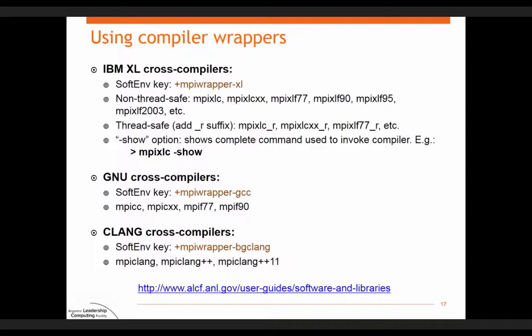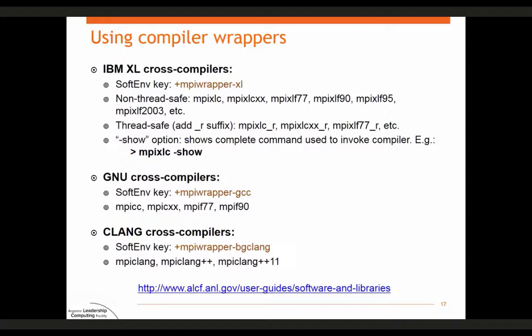Similarly, there's a wrapper for the GNU cross compilers, which is +mpiwrapper-gcc. Again, the names are relatively predictable: mpicc, mpicxx, mpif77, and mpif90. And then there's another set for Clang. Clang is actually, if you are a C++11 or later user, basically your best and only hope for support. And those wrappers wind up being named mpiclang, mpiclang++, or mpiclang++11.